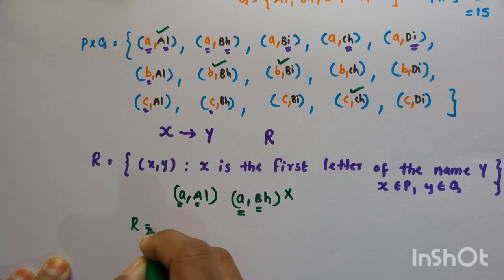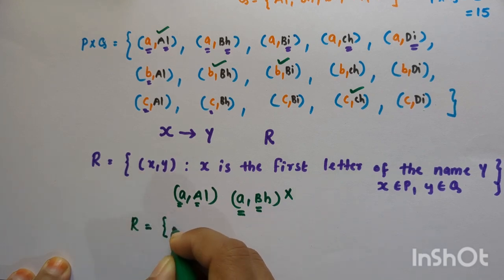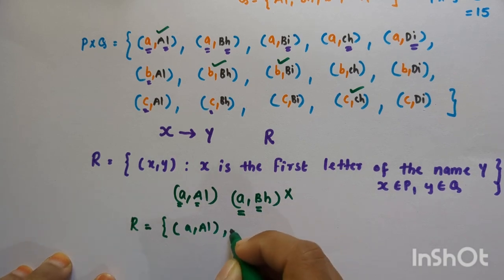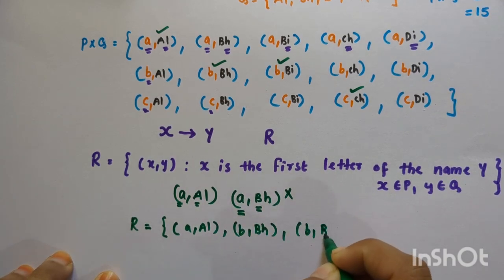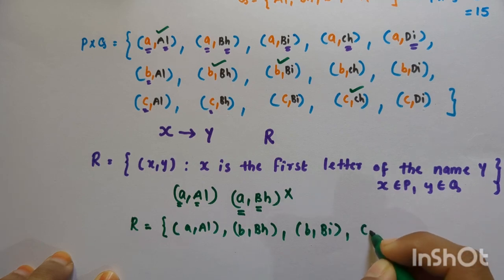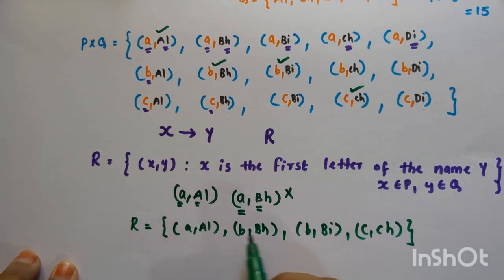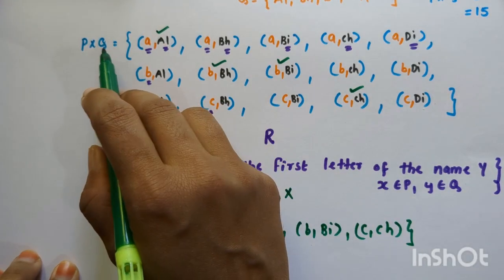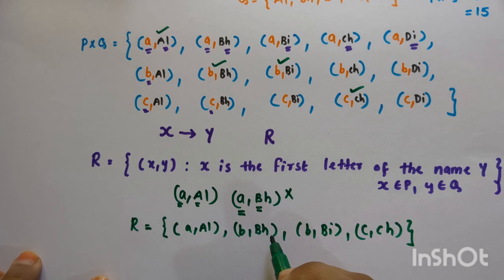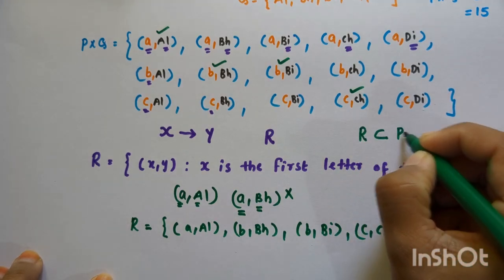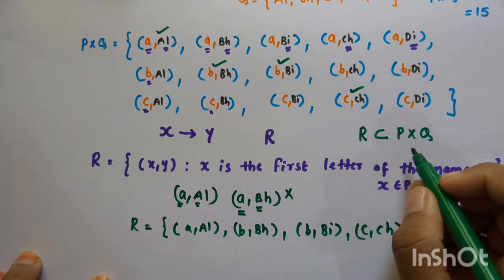So the relation is a new set which will have only these ordered pairs: (A, AL), then (B, BH), then (B, BI), then (C, CH). All these elements are present in the Cartesian product P cross Q. So we can write that R is a subset of the Cartesian product P cross Q.